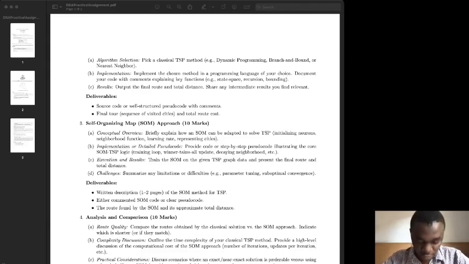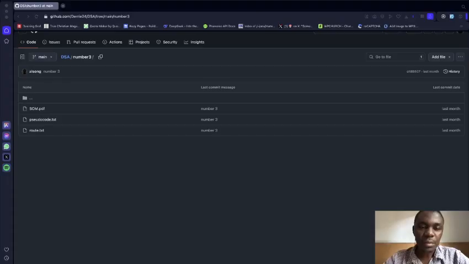Hello, this is Dastan, and I'm going to take us through the self-organizing map approach to solve the traveling salesman problem. So the first things first is to take us through the conceptual overview, and in the conceptual overview we also have an explanation showing the challenges.